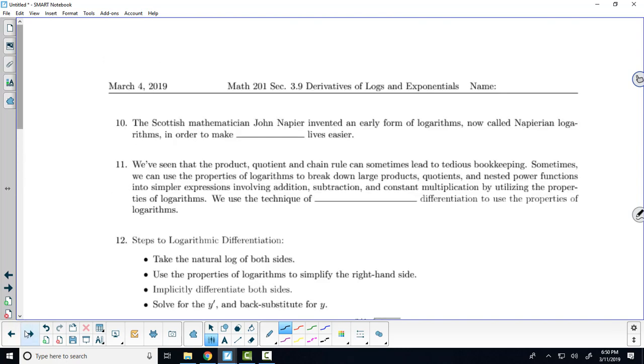All right, who watched the video? We've got the Scottish mathematician John Napier invented an early form of logarithms in order to make whose lives easier? Sailors. The sailors' lives easier, right? All right, I wish we had time to go through this. We don't.